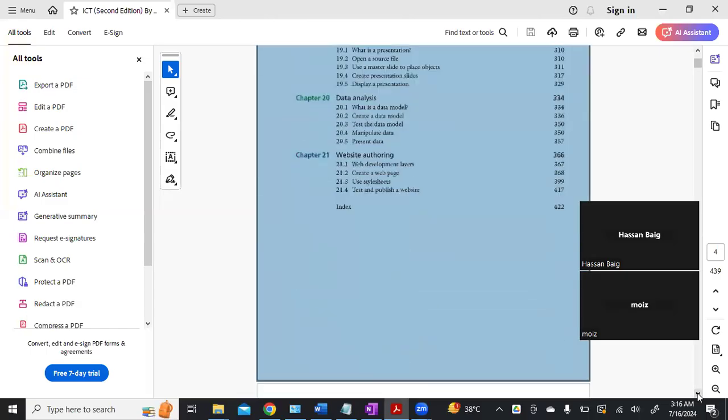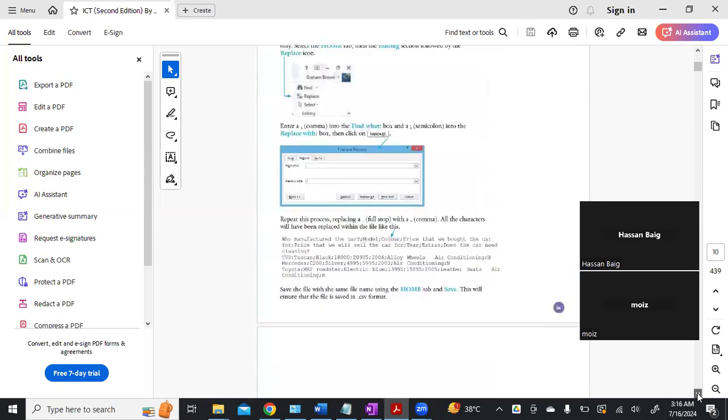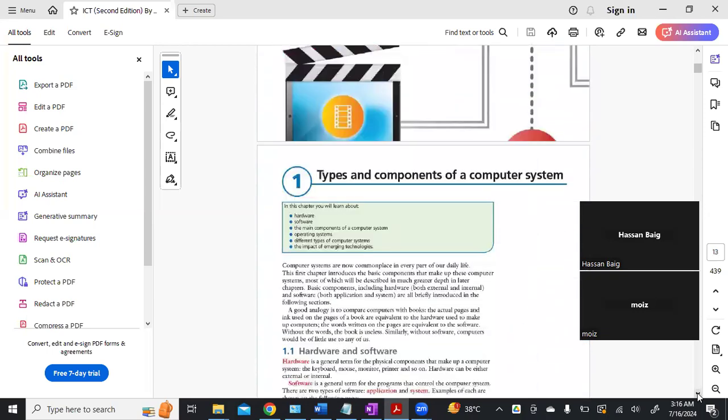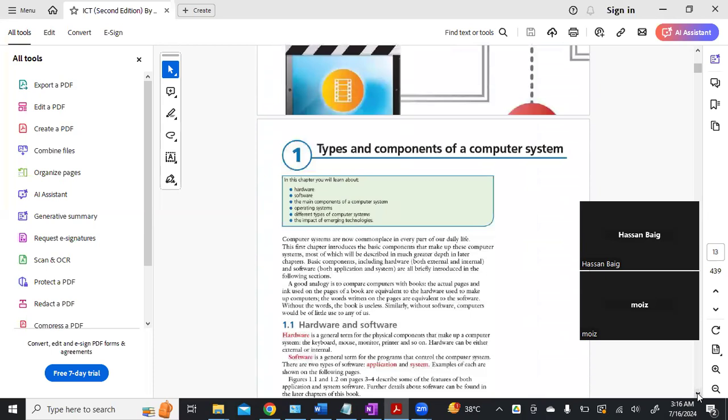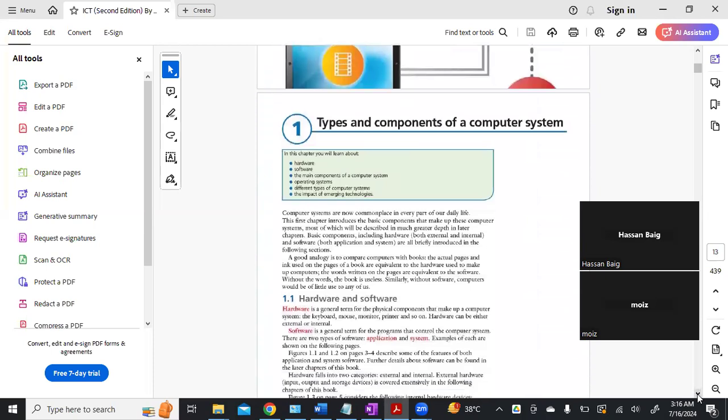So the first chapter that is, give me a minute. Yes, that is types and components of a computer system. You are free to ask whenever you find any difficulty. You may just come to me and ask about the topic. Now, we will pause on that.